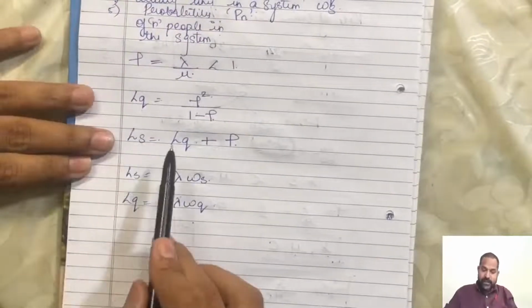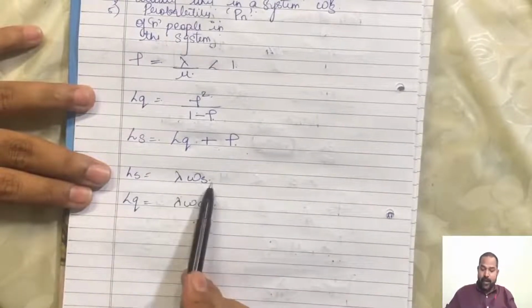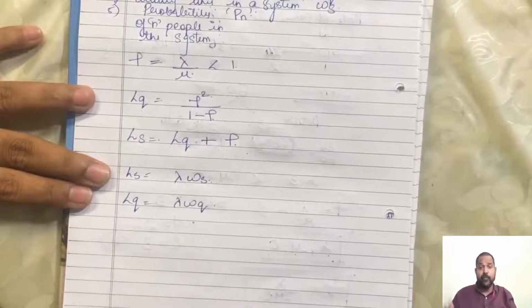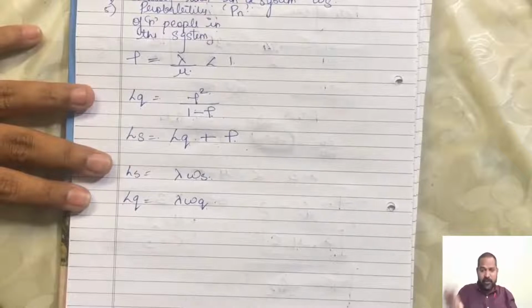Length of the system is length of the queue plus rho. Length of the system is lambda WS. Length of the queue is lambda WQ. I know here we are going to find WS and WQ. That's okay, but we'll use the reverse pattern.